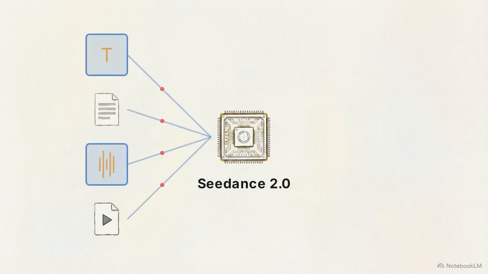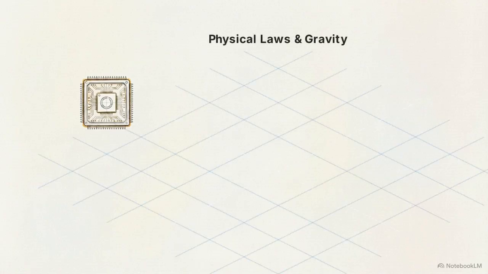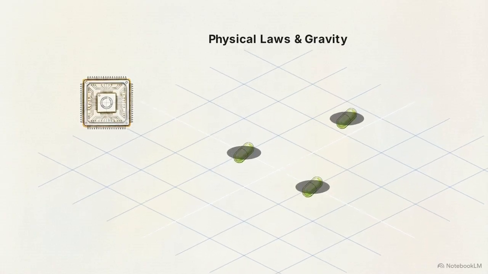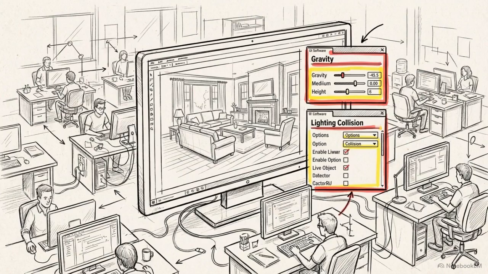ByteDance's CDance 2.0 tackles this by taking text, image, audio, and video inputs simultaneously. It uses this multimodal data to build an implicit understanding of a three-dimensional space, forcing the generated pixels to obey strict physical laws like gravity and realistic shadowing. Owning the models that successfully enforce physical consistency provides a clear advantage in the race to control next-generation spatial media.